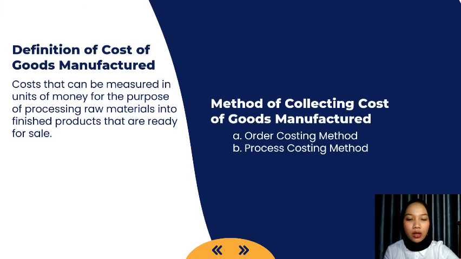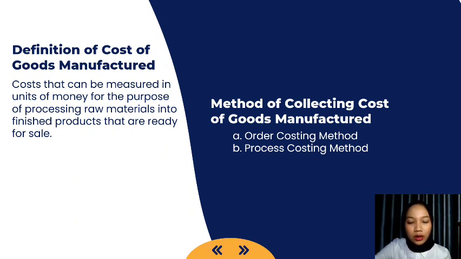The definition of cost of goods manufactured: cost that can be measured in units of money for the purpose of processing raw material into finished products that are ready for sale. And then, the method of collecting cost of goods manufactured.